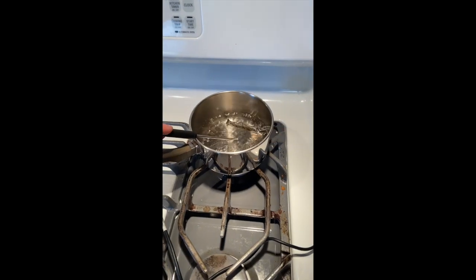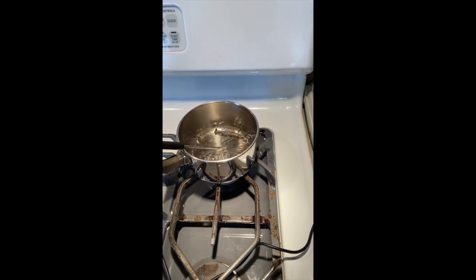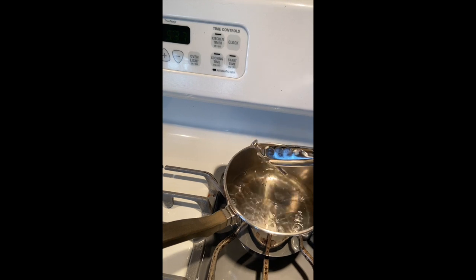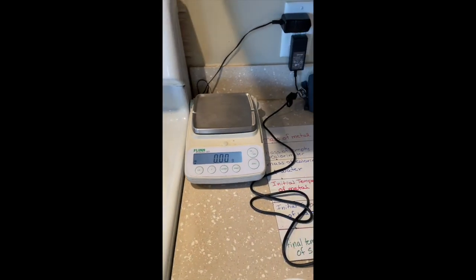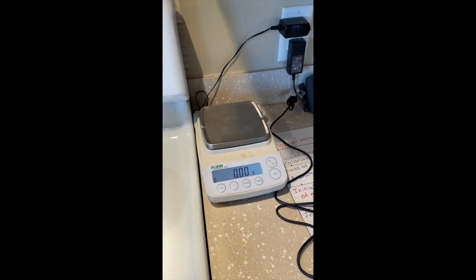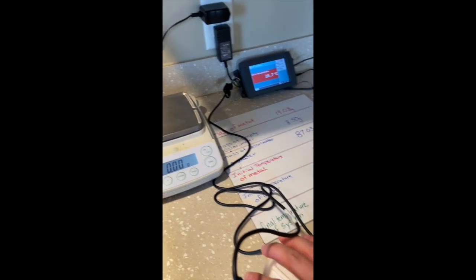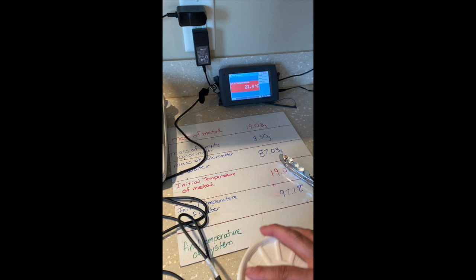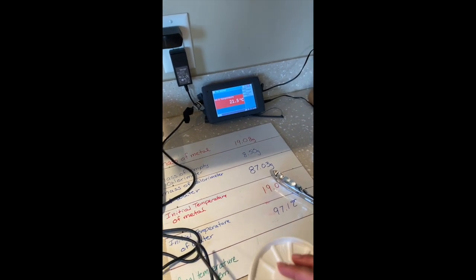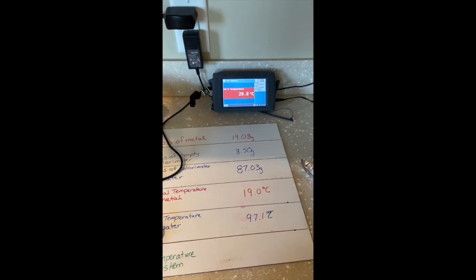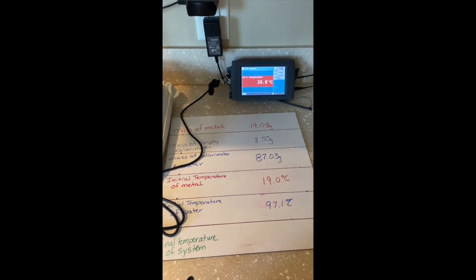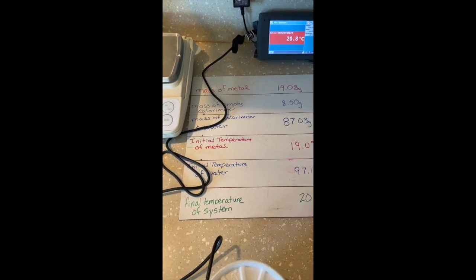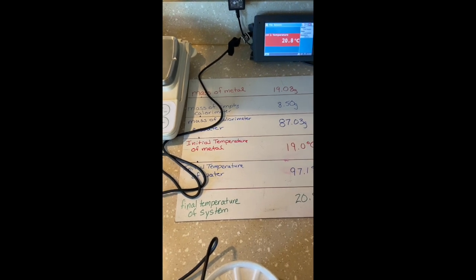We cannot measure the temperature of the metal directly, so we measure it in boiling water and record its temperature. The metal sample is removed and placed into the calorimeter. The cover is put on, and the sample is swirled until the temperature remains constant. After a few minutes, the temperature remains constant at 20.8, and that is T final of the system.